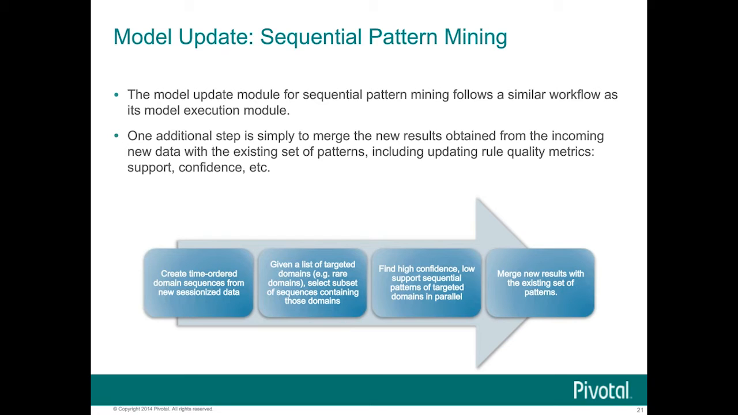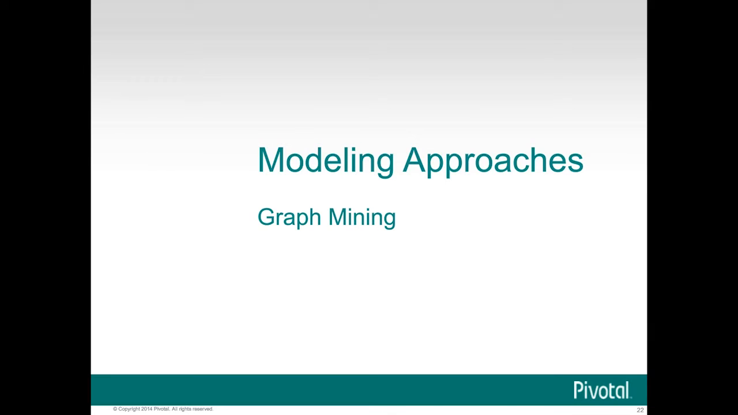So that kind of gives an overview of the first approach, where we use a sequential pattern mining algorithm to find patterns of domains that are highly correlated to each other based on high confidence values, and also have low support and a specified number of users accessing those kinds of patterns.